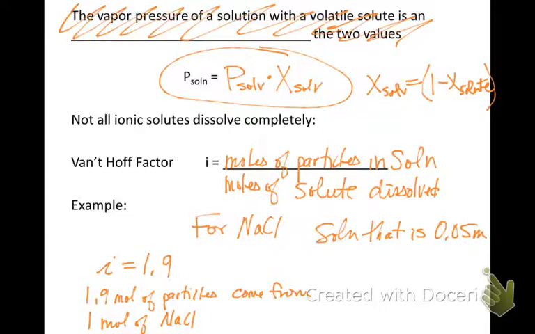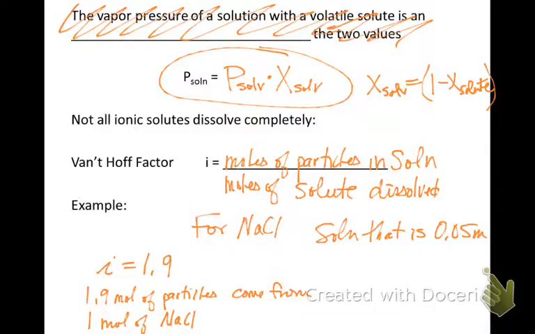So for sodium chloride, as an example, a solution that is 0.05 molal, so remember this is molality, the moles per kilogram of solvent, i is equal to 1.9. Well, what does this mean? It means that we have 1.9 moles of particles that come from 1 mole of sodium chloride. Remember that sodium chloride breaks up into Na+ and Cl-, so if we put in 1 mole of sodium chloride, we expect 2 moles of particles, of ions. But we only get 1.9.